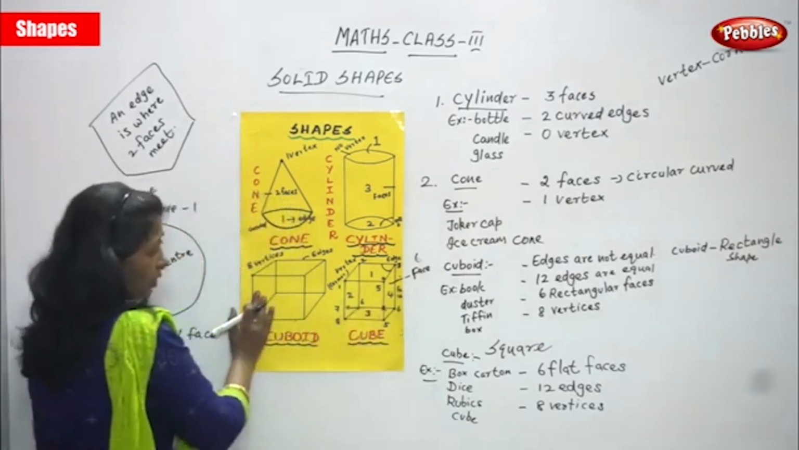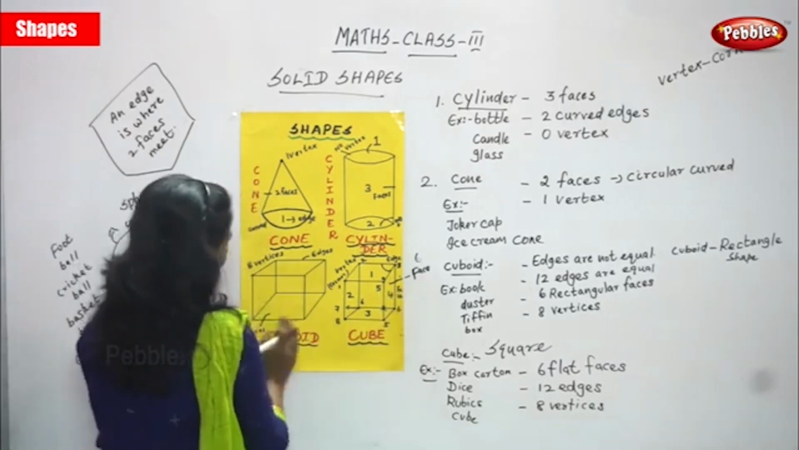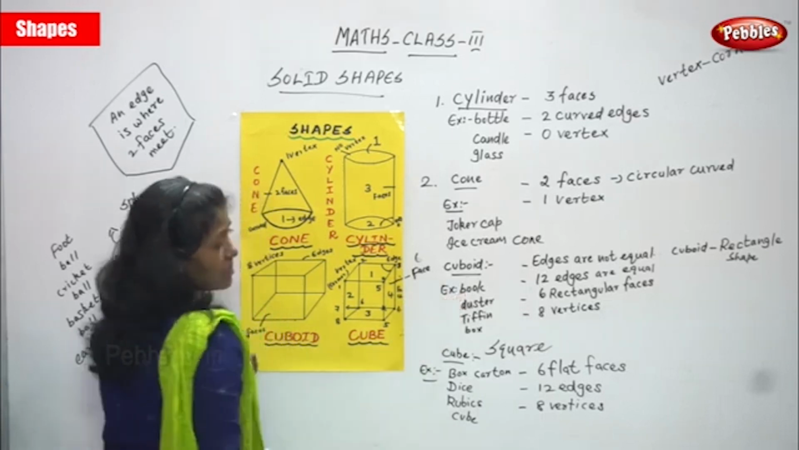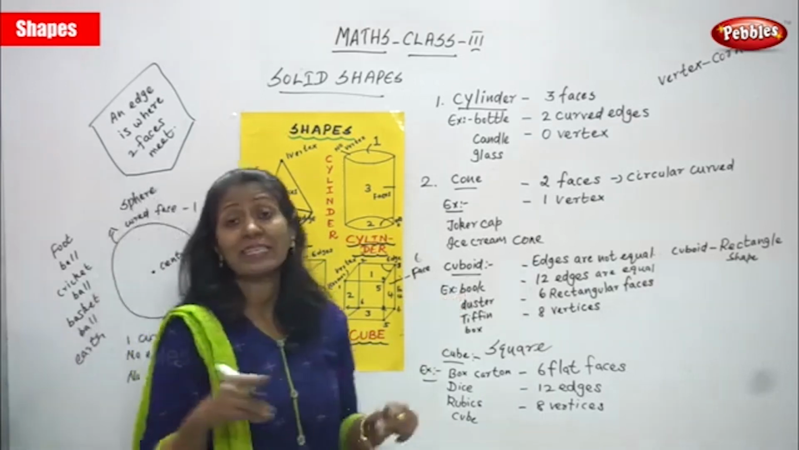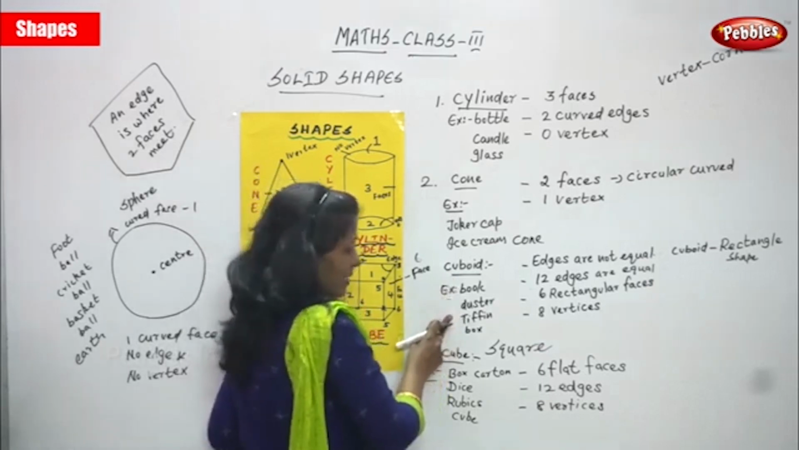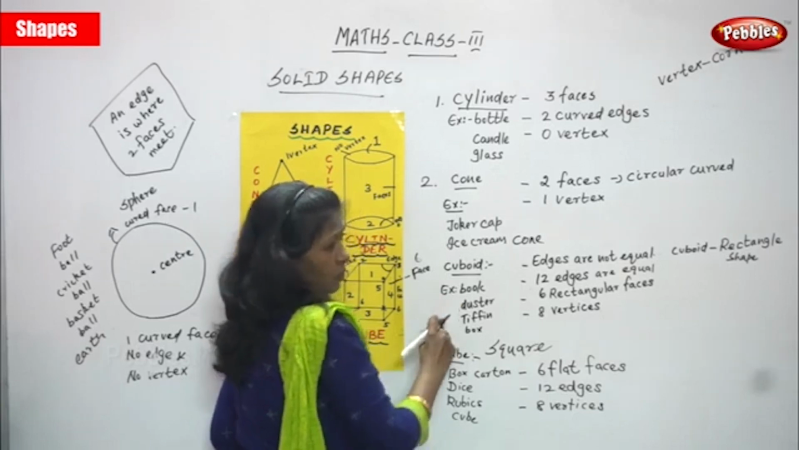Next one is the cuboid. Cuboid means, look at this cuboid. This is a cuboid example. This is the diagram of a cuboid. One example is a book. That means a cuboid is always based on the rectangular shape. So one is a book, the second one is a duster, and another one is a rectangular tiffin box. A book, a long book.